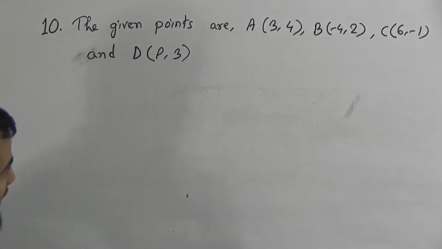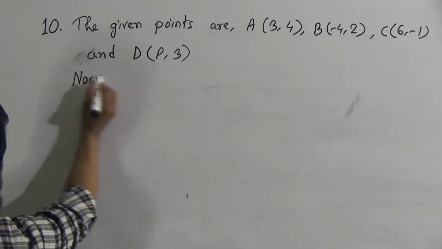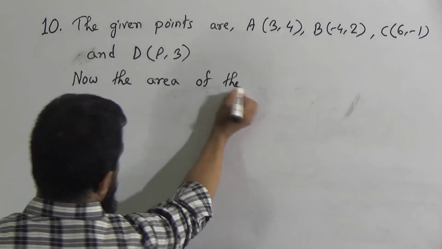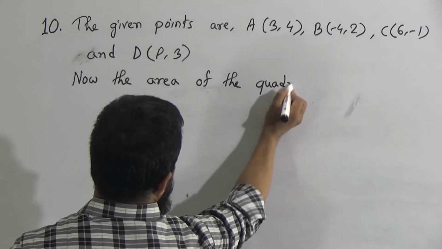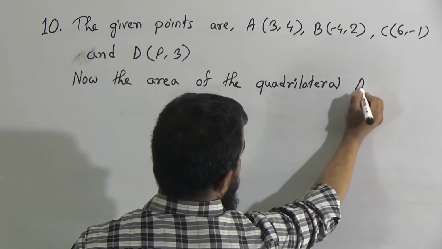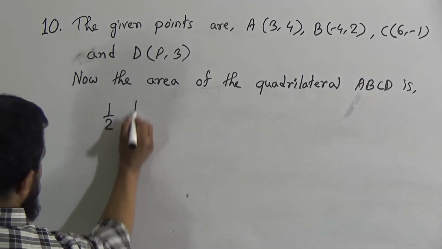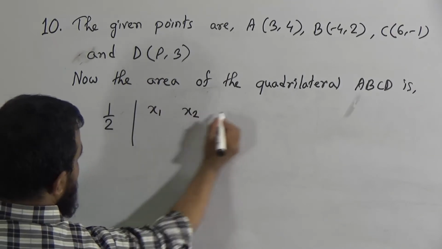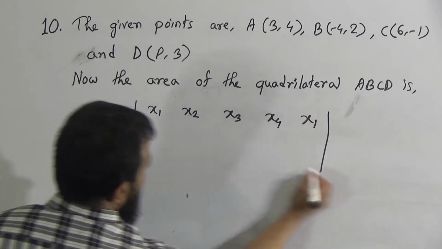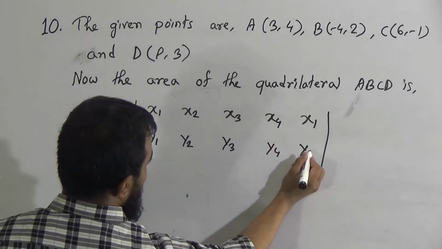From these 4 points, we need to find out at first the area of the quadrilateral ABCD. Now the area of the quadrilateral ABCD is what? Half of x1 x2. It's a quadrilateral, so you should go up to x4, then we will stop at x1. Okay, and also y1 y2 y3 y4 y1.